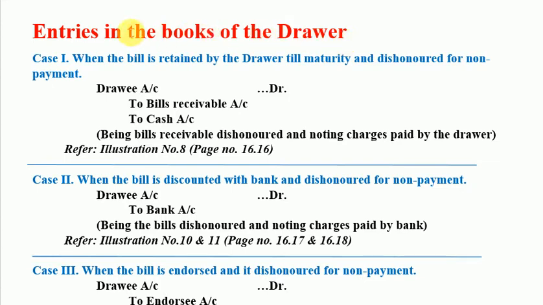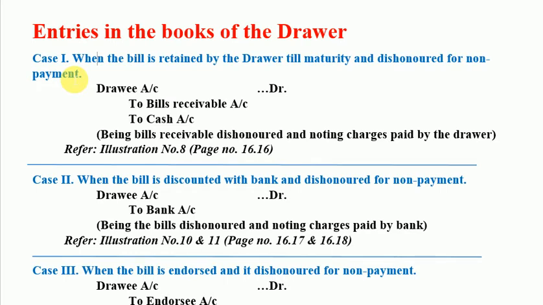So first we are going to see in the books of the drawer the entries one by one in all those four cases. Children, before I go into this, I'm making it very clear. In the books of the drawee, there is only one entry for dishonor under all four cases. I repeat, in the books of the drawee for dishonor, there is only one entry. But the entry changes only when we are doing it in the books of the drawer. So let us take case 1, and case 1 is when the bill was retained by the drawer till maturity and it gets dishonored for non-payment by the drawee. So this is our case 1.